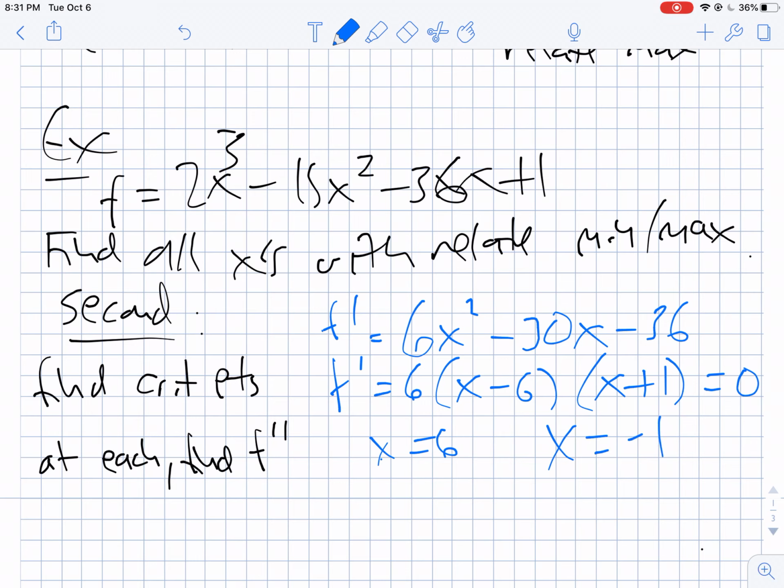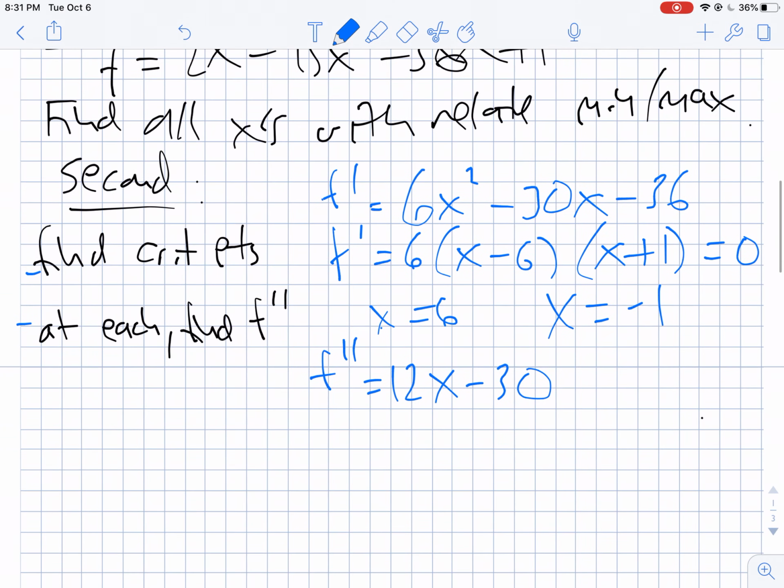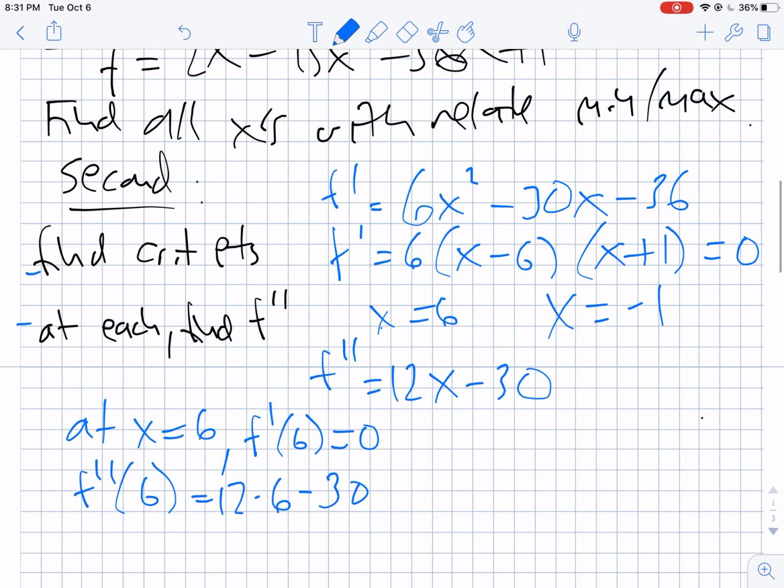Now, instead of making a sign line graph, which of course you could do, in this case, you can't always do it, but in this case, what we're going to do is after we have these two critical points, we're just going to find f double prime at each one. So my f double prime is 12x minus 30. So at x equals 6, my first derivative of 6 equals 0. My second derivative of 6 is equal to 12 times 6 minus 30, which is 42.